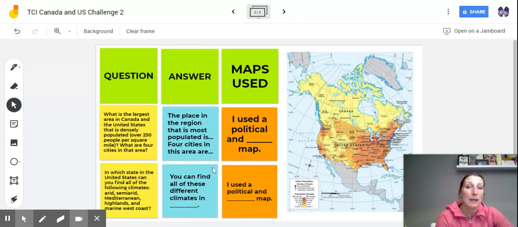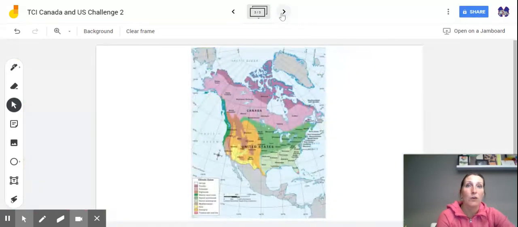How do I answer that? Here's a prompt to get you started. You can find all of these different climates in fill in the blank with a state, province, or territory. So I'm going to toggle in my TCI notebook to the climate map, and I'm looking for one state, which means I can eliminate Canada because Canada is made up of provinces and territories. Maybe it's Alaska, or maybe it's one of the continental United States here. So I'm looking for many colors, the 5 colors listed in my question, matching the colors here in my key, and then I'm ready to answer.